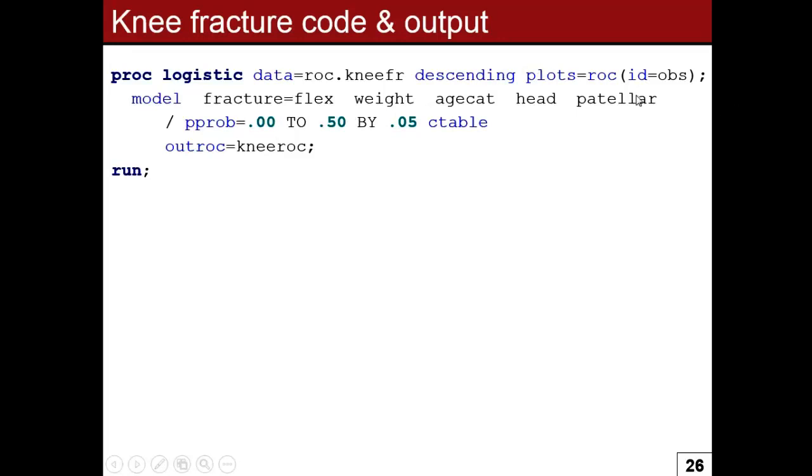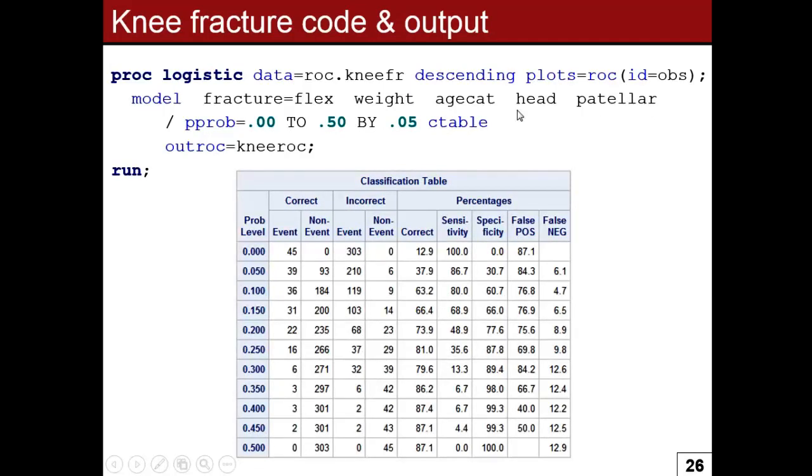There's some extra stuff here. There are some extra pieces. I'm going to show you this: /pprob 0.0 to 0.5 by 0.05 ctable is asking for something that looks like this. Actually, exactly like this. These are the 2x2 tables at each determined cut point. It's not arranged in an optically nice way, but each of these four cells corresponds to the 2x2 table you would have made at that cut point, and here it's showing it just at 0.5.